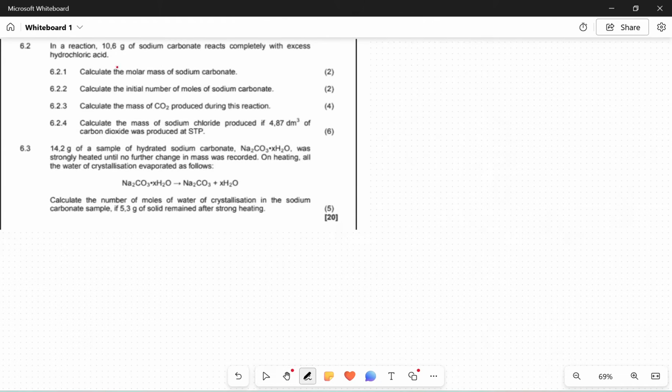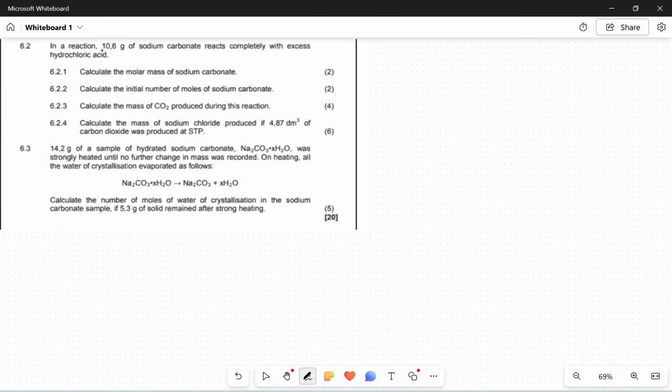So here we'll be looking at calculating using stoichiometry, and then we'll also be finding our order of crystallization. Okay, let's get into it.